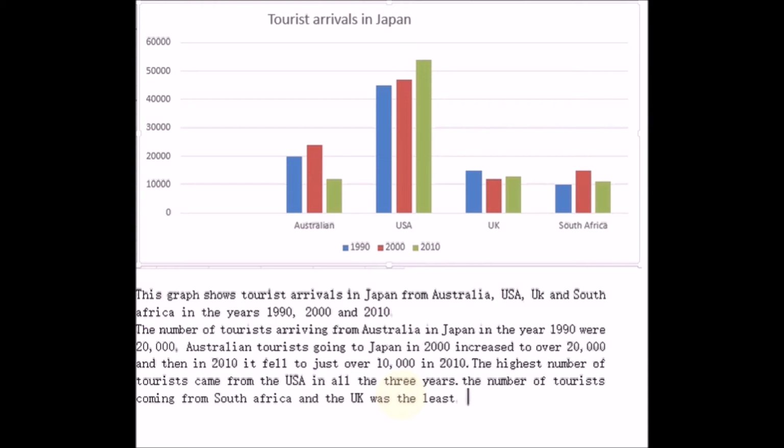And so in the UK. So you could say that overall the number of tourists going to Japan from Australia and UK fell, whereas it marginally increased or slightly increased in the case of South Africa, and there was a steady or constant rise or increase in the number of tourists from the USA. Alright, so that is a good comparison to say that USA consistently contributed more than the others. Okay, let's write this down.